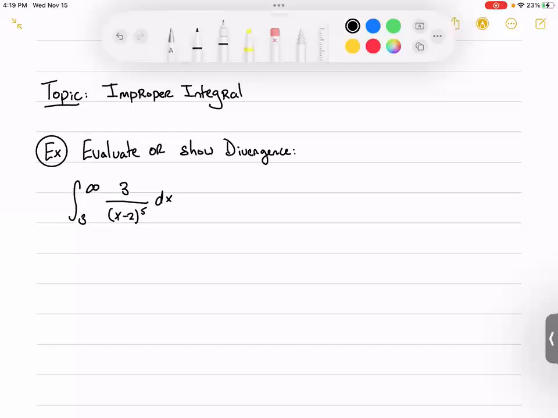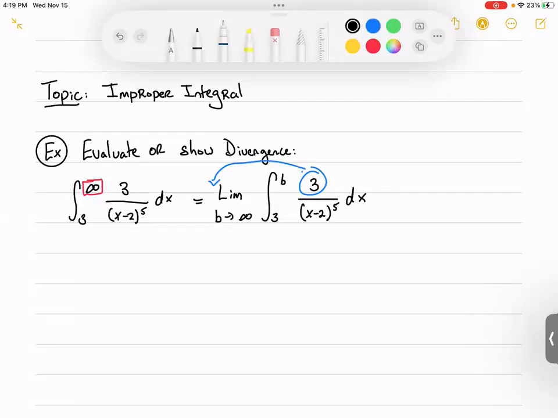All right. So for this example here, notice that we have an improper integral because you can see that one of your limits of integration is infinity. So we're going to rewrite this integral as a limit. So we have the limit as b approaches infinity of the integral from 3 to b of 3 over (x minus 2) raised to the fifth power dx. Now, first of all, the constant multiple of 3, you can pull this out of the limit, or pull it out of the integral. So you have 3 times the limit as b approaches infinity of the integral from 3 to b of 1 over (x minus 2) to the fifth power dx.